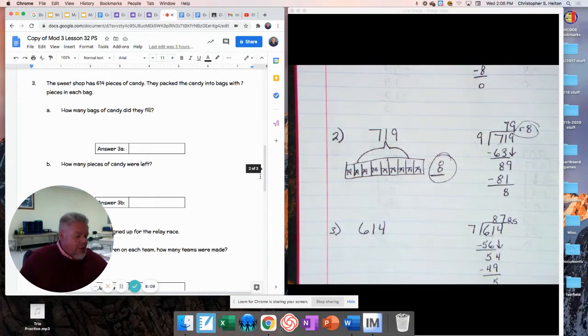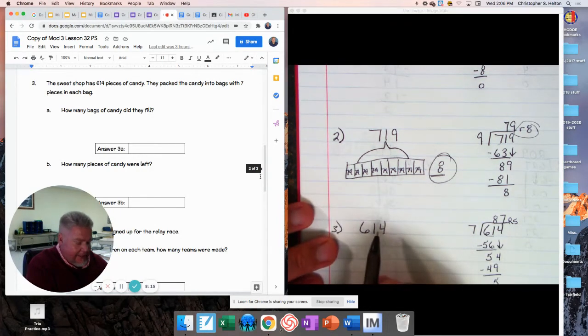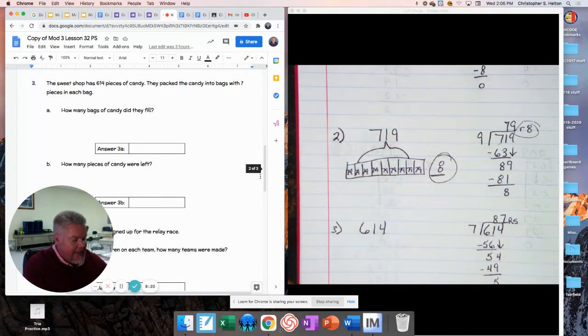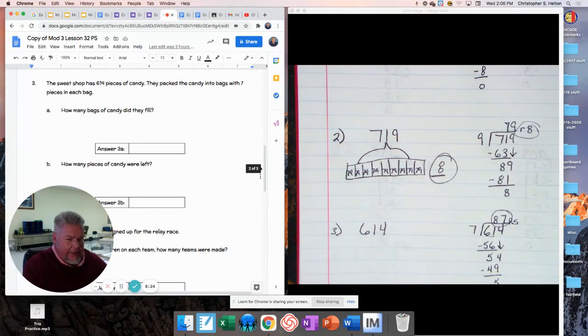Now, what does that tell us? That tells us if we took 614 pieces of candy and made bags of 7 pieces of candy each, that we could fill 87 bags of candy. And when we fill those 87 bags of candy, we couldn't fill one more because we're putting 7 in each bag and we would only have 5 left.